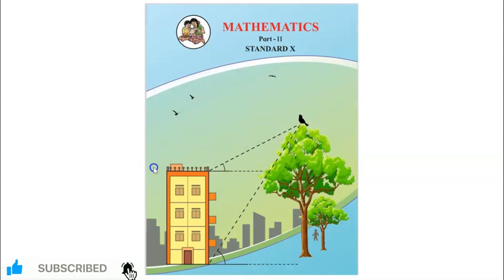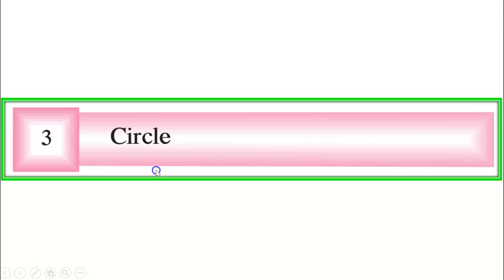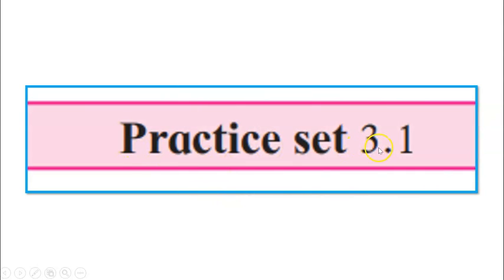Hello friends, now we'll start the new chapter, Circle. This chapter is for 12 marks for the board examination. I will explain all examples from the practice set 3.1. But before that, what are we learning in this chapter?